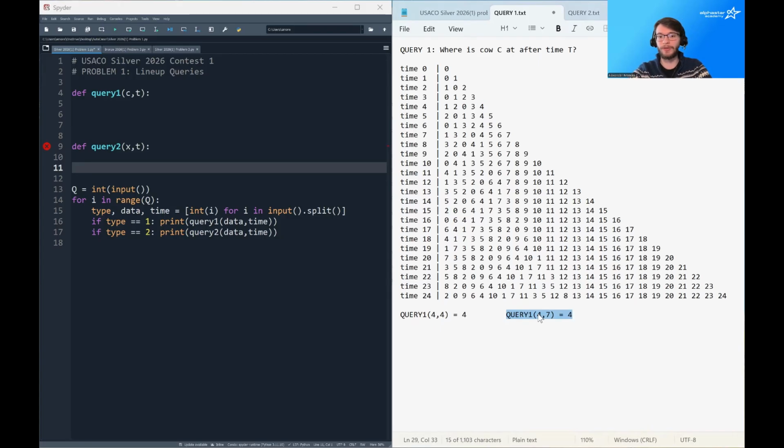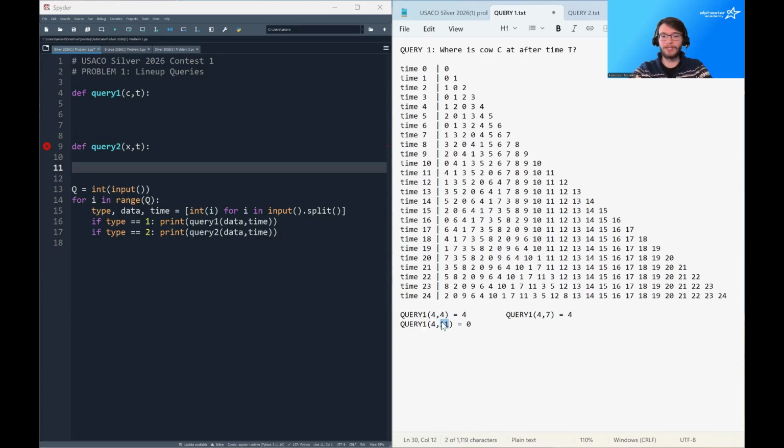If we look at the next query, query 4, 7, this is asking where's cow 4 after time 7. So if we look at time 7 here, we can see it's still in position 4. It actually hasn't moved yet. But after time 7, it's going to move and its position is going to decrease. So let's take a look at the next query.